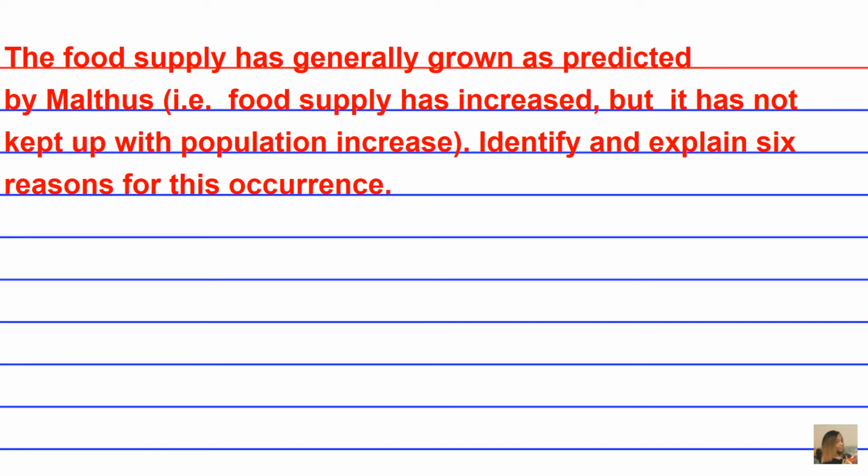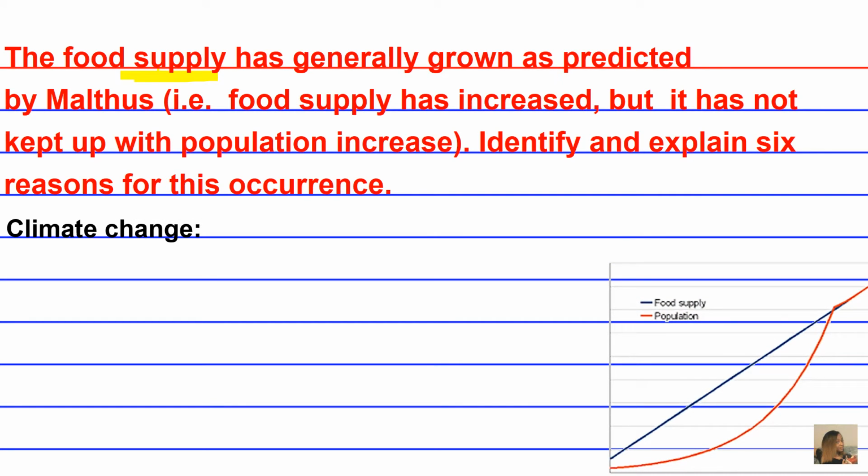So the sixth reason we're going to discuss for food supply generally growing as predicted by Malthus has to do with climate change. I'll give you a moment to write out a concise, correct explanation. Press pause if you have to.